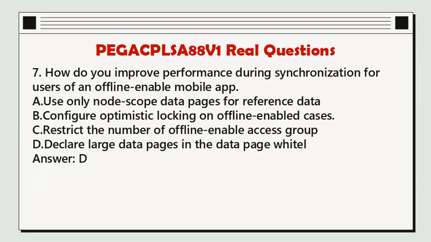7. How do you improve performance during synchronization for users of an offline-enabled mobile app? A. Use only node scope data pages for reference data. B. Configure optimistic locking on offline-enabled cases. C. Restrict the number of offline-enabled access groups. D. Declare large data pages in the data page while. Answer: D.